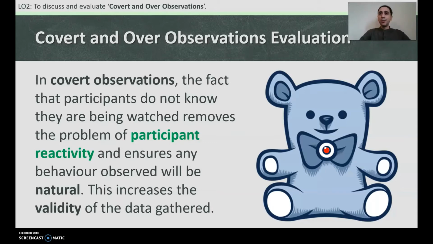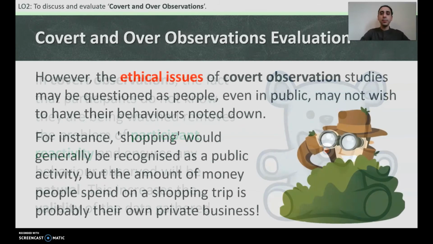In covert observations, the fact that participants do not know they are being watched removes the problem of participant reactivity and ensures any behavior observed will be natural. This increases the validity of the data gathered. Of course, if people don't know they're being observed, then their behavior is going to be more natural. It's going to be natural behavior, and this increases the validity. What you're in fact measuring is true behavior.